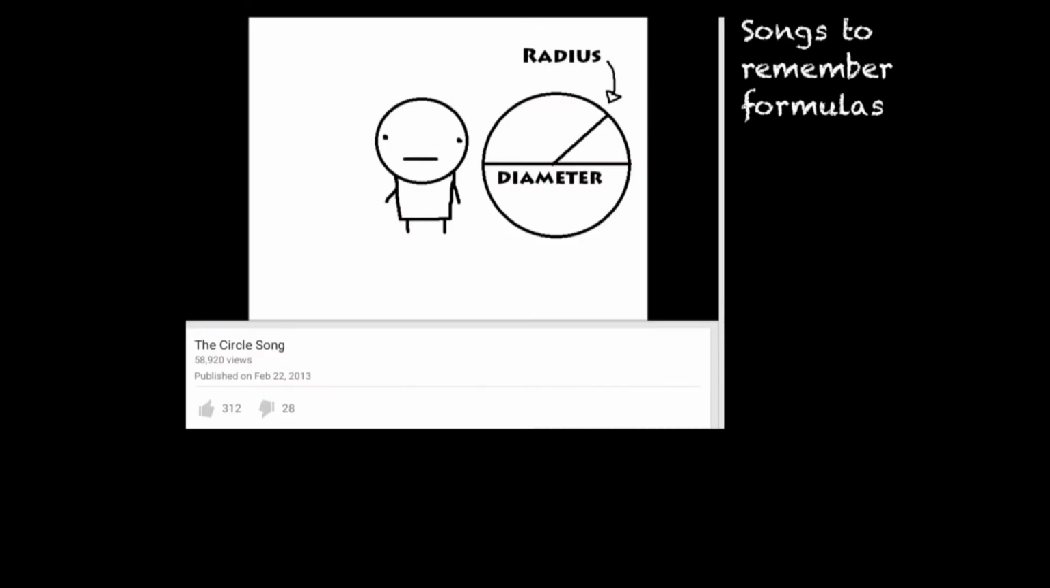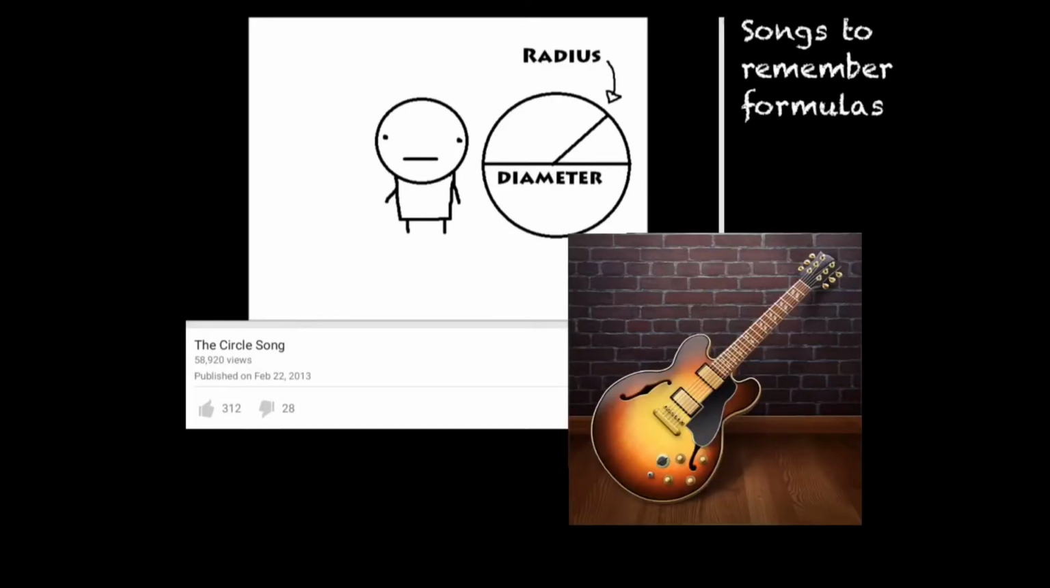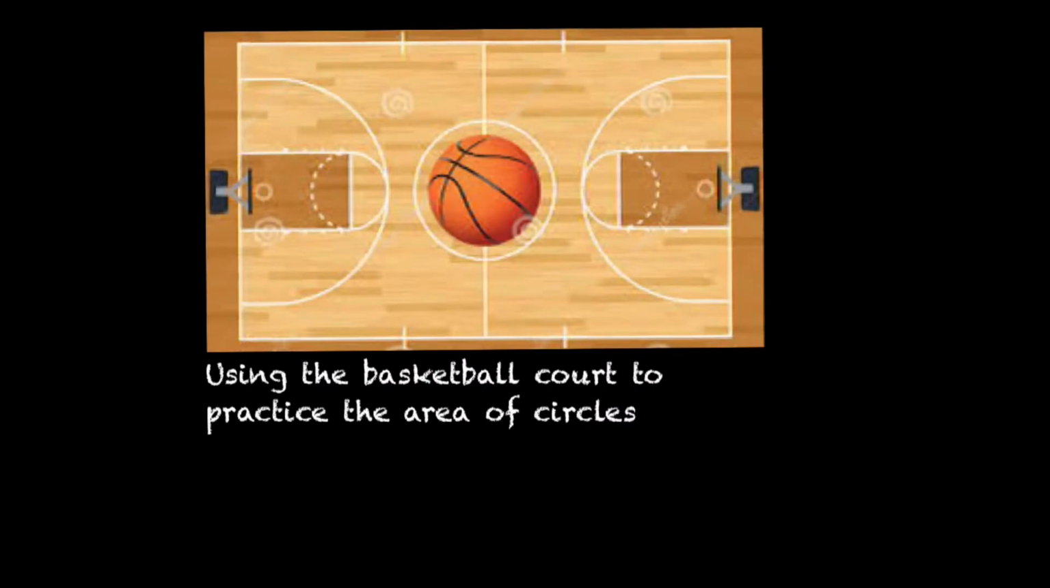They will use YouTube to listen to catchy songs of different formulas, such as the circle song shown here. Then they'll use GarageBand to create their own. Then they'll find the various circles on our school basketball court, measure them, find their areas, and record them in Google Sheets.